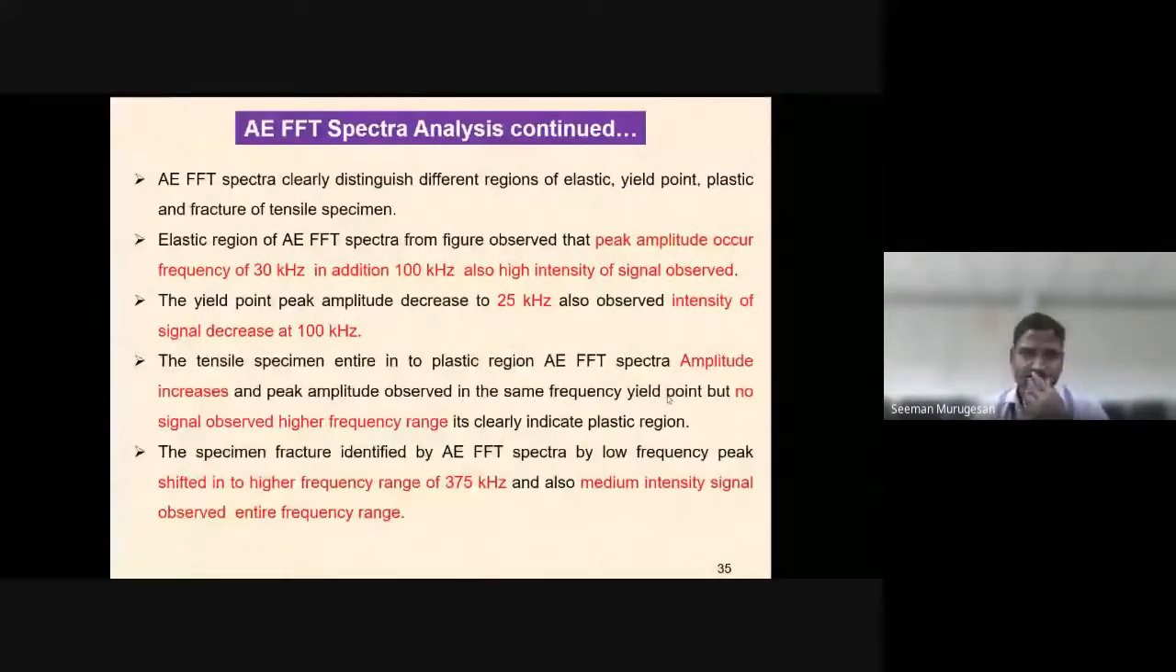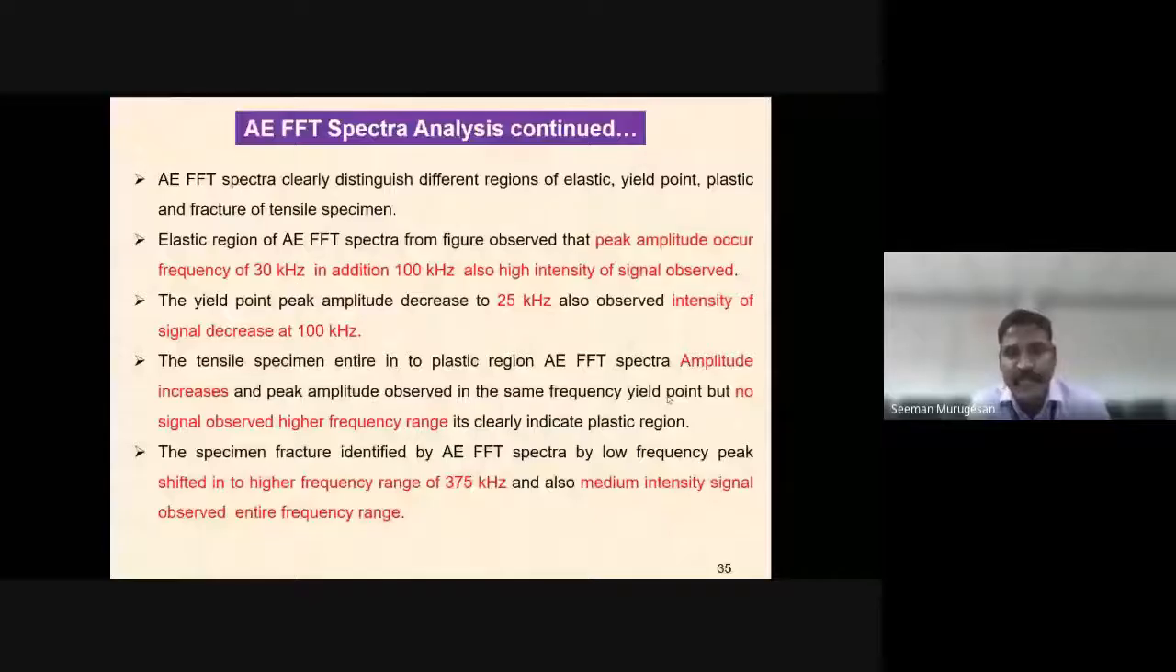In the elastic region FFT spectra, the peak amplitude occurs at 30 kilohertz. In addition, a high to medium intensity at 100 kilohertz will also be observed. At yield, the amplitude will decrease to 25 kilohertz, and we also observe the intensity of the signal decreasing at 100 kilohertz. Then the specimen enters the plastic region. The amplitude will increase. The peak amplitude will be observed at the same frequency as the yield point, but no signal will be observed in the higher frequency range.